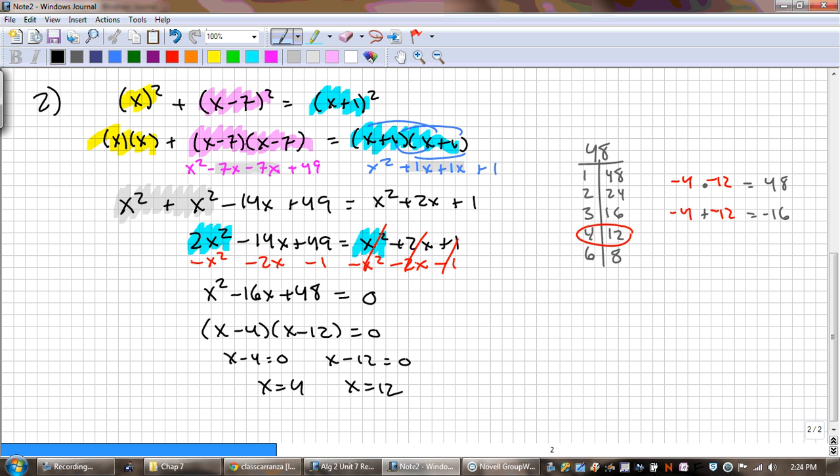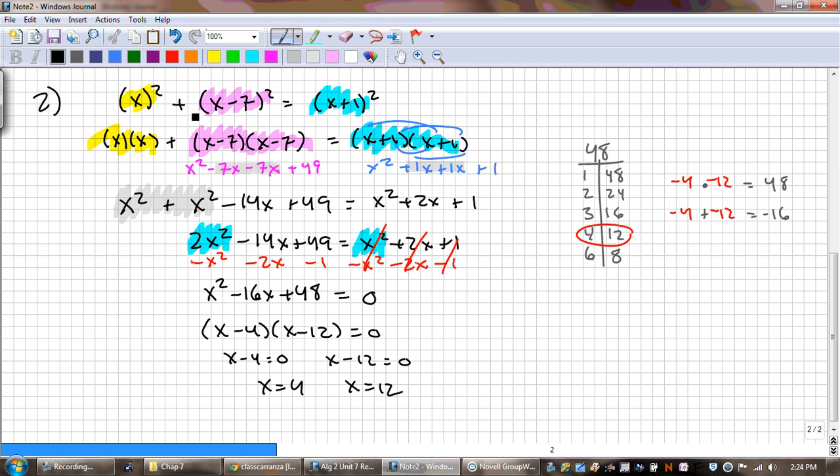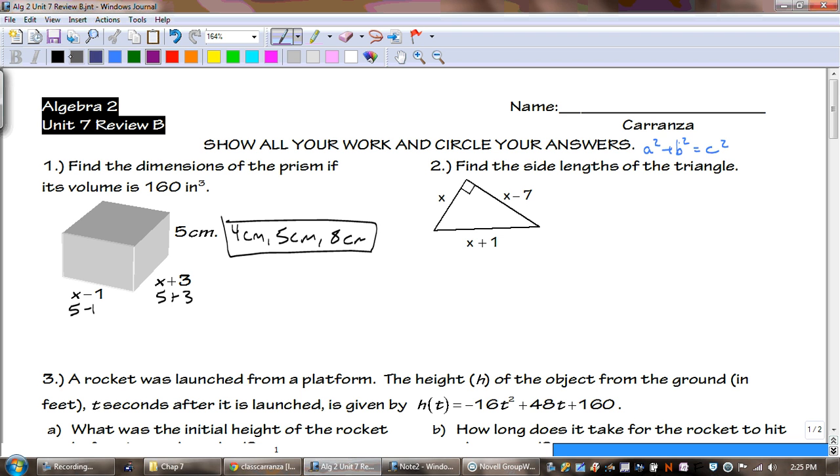Okay, so which one is it going to be? Is it going to be 4 or is it going to be 12? Well, if we plug in the 4, we get 4, 5, and negative 3. Can we have a negative 3 side length? Nope. So that means it has to be 12. So I'm going to come over here and cross out my 4 so I know that that wasn't it. And it's 12.